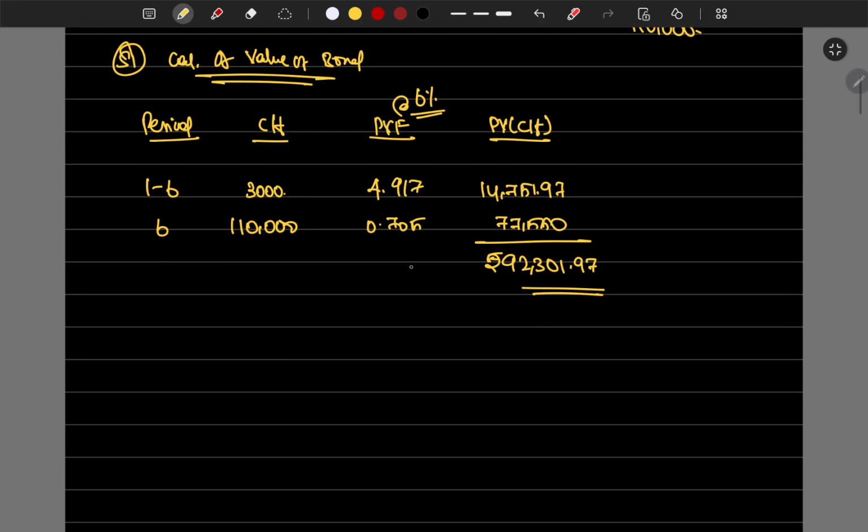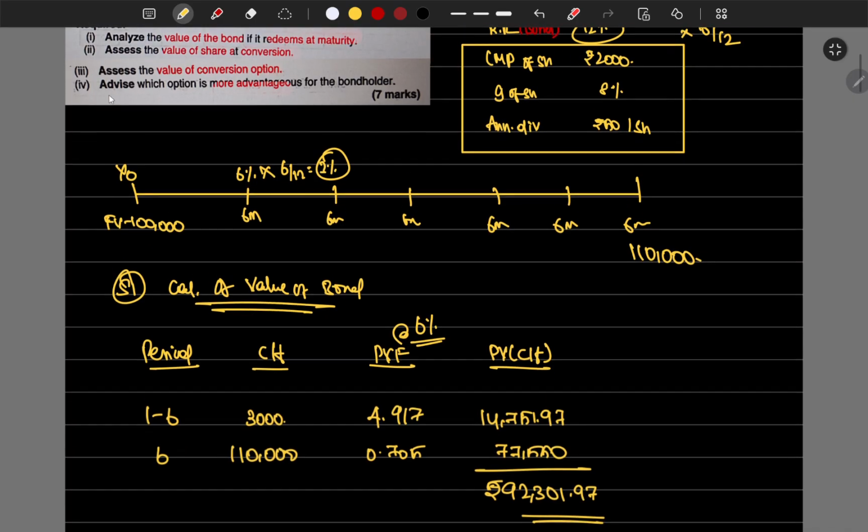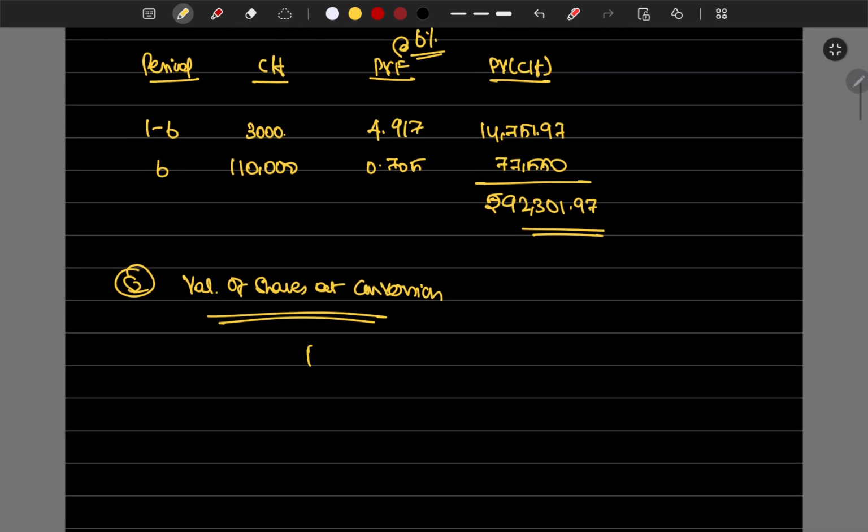This is the value of the bond, which we have calculated. Next we calculate the value of shares at conversion. That semi-annual part is only for the bond. When it comes to shares, only the actual year terms will be there, with no semi-annual terms.